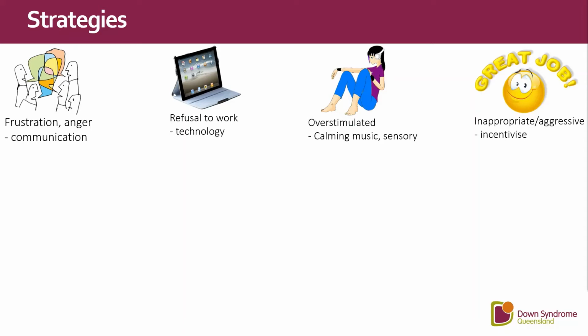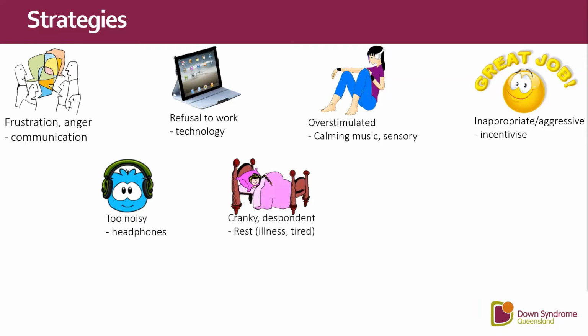Inappropriate behaviour. It might be that we incentivise correct behaviour through rewards charts and currency, for example. Maybe it's too noisy. We could offer noise cancelling headphones, maybe remove to a quieter space. Maybe they're feeling cranky or despondent. They could be sick, or they could have had a bad night's sleep, a poor night's sleep.